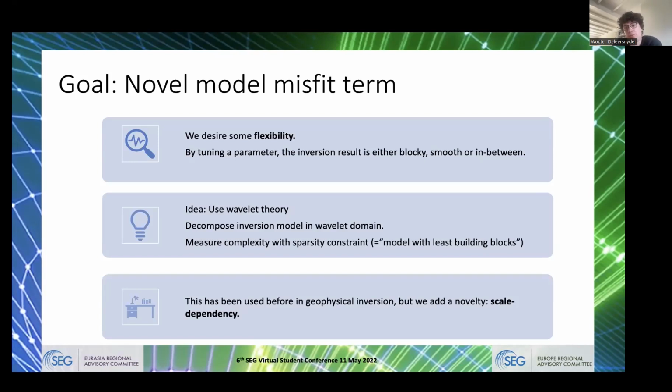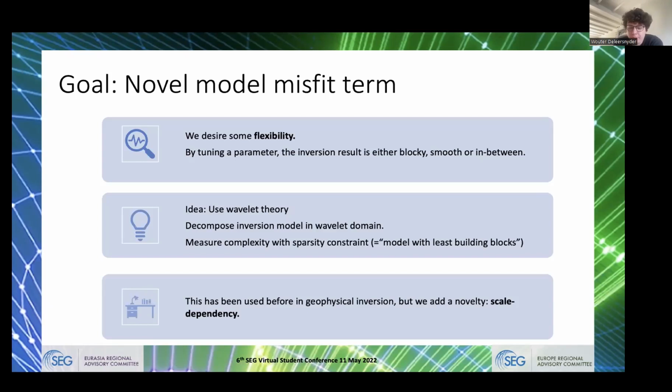And that's what we do with selecting, okay, the idea of a minimum structure inversion model is a model that is built with the least number of building blocks. And in a formal setting of optimization, this is translated into a sparsity constraint. So this idea has actually already been applied to geophysical inversion, but we added the novelty of scale dependency.